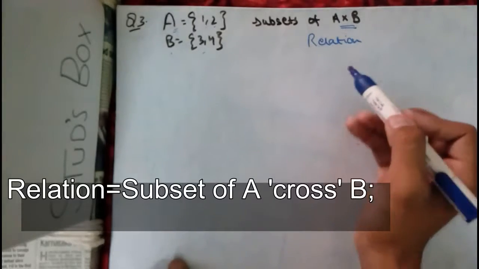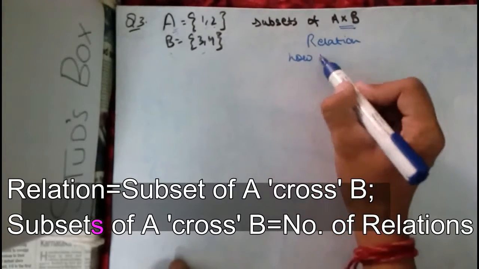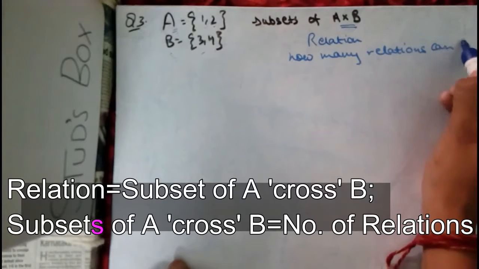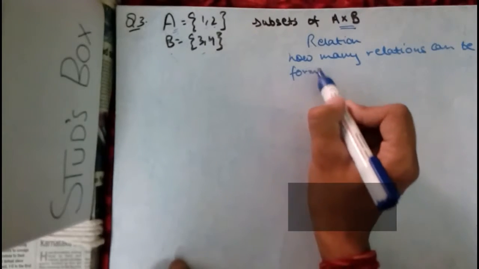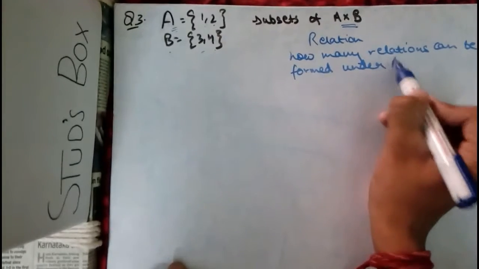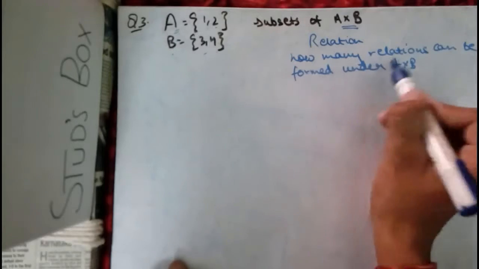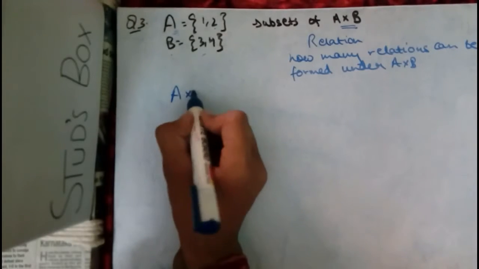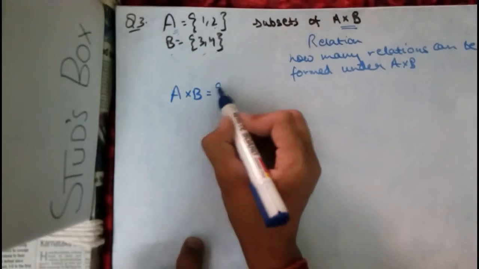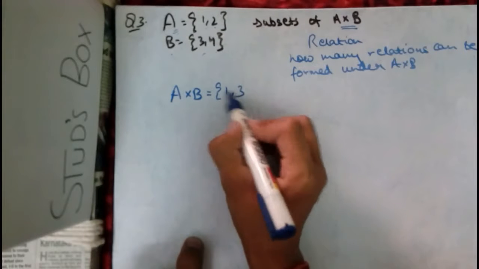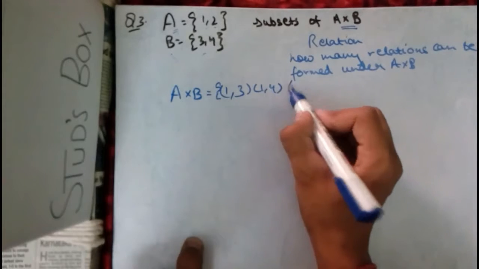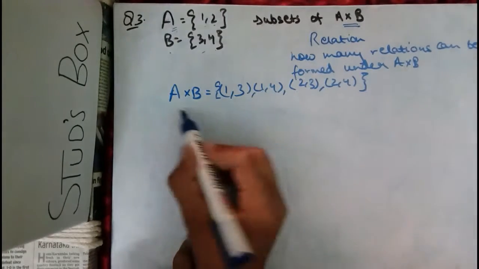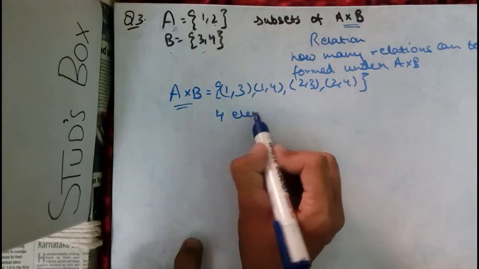So basically we have to find how many relations can be formed under A cross B. First of all, we'll find A cross B. This is going to be (1, 3), (1, 4), (2, 3) and (2, 4). So basically A cross B has 4 elements.